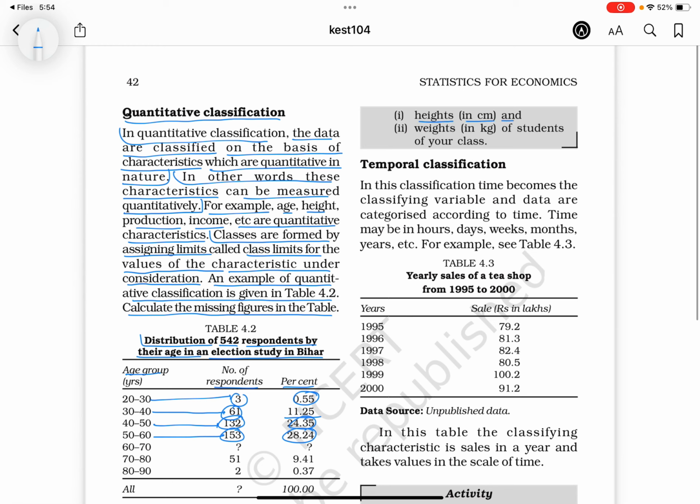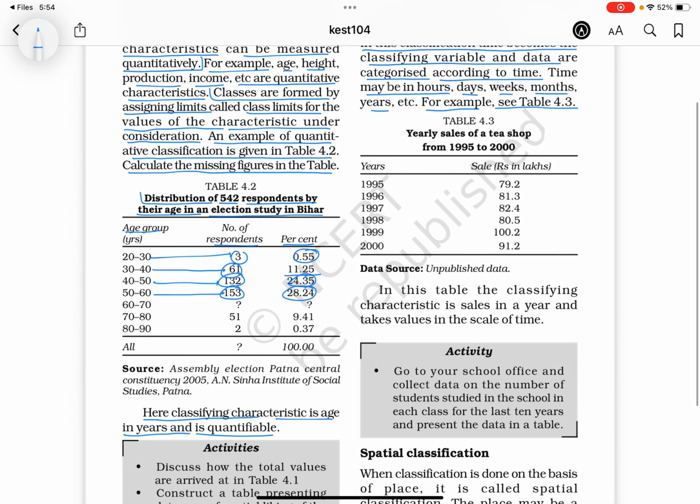Heights in centimeter, weights in kilogram of students of your class. Temporal classification. In this classification, time becomes the classifying variable and data are characterized according to time. Time may be in hours, days, weeks, months, year, etc. For example, see 4.3. Yearly sales of a tea shop from 95 to 2000.